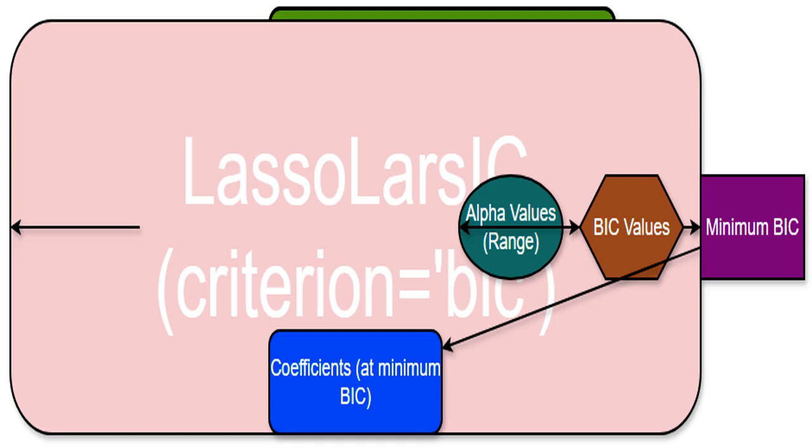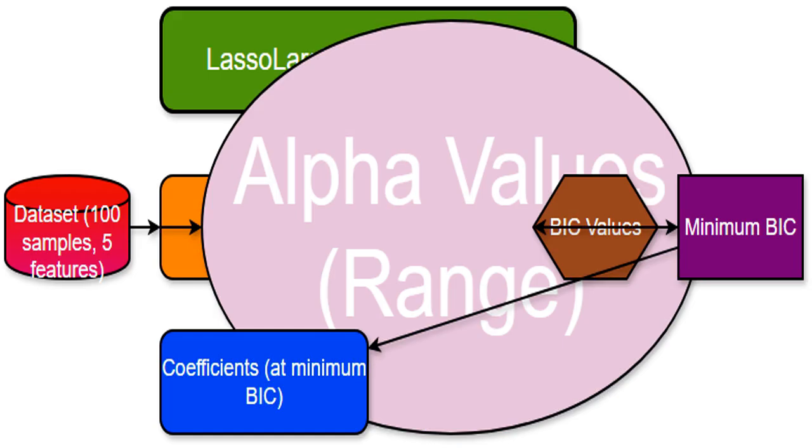I specifically tell LassoLarsIC to use the Bayesian Information Criterion, BIC, to evaluate models. BIC helps me select the model that best explains the data without being overly complex, penalizing models with more parameters. It's a number that indicates how well a model fits and its complexity. A lower BIC is better.